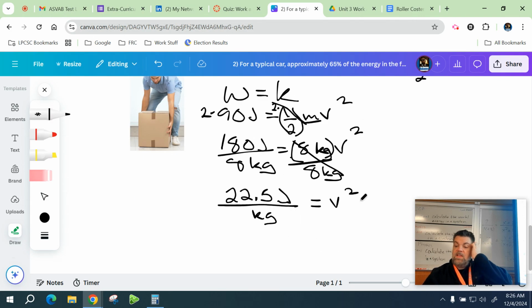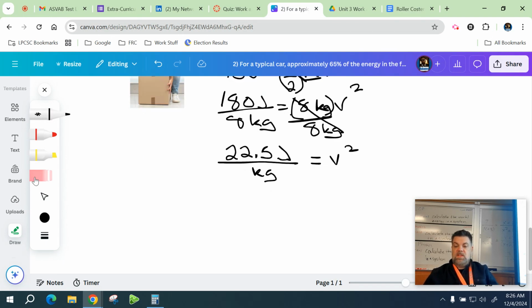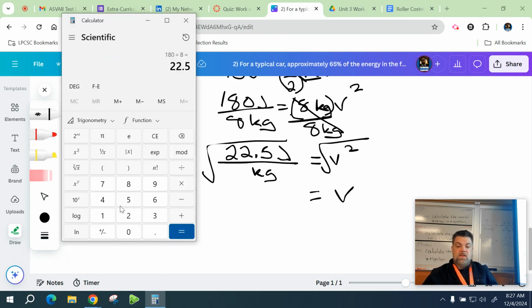So now what do I do to find the velocity? Yeah, let's take the square root. So if I take the square root on this side and the square root on this side, this becomes velocity, and then I just have to take the square root of 22.5. So the square root is about 4.74 roughly. And remember, velocity is in meters per second.